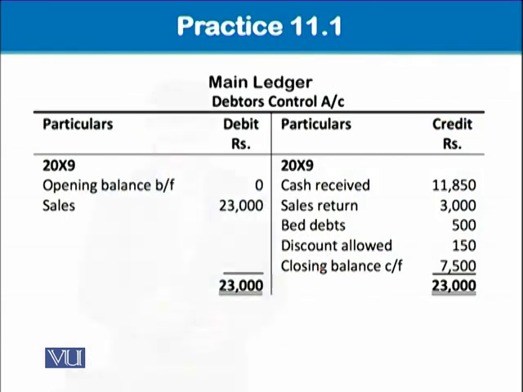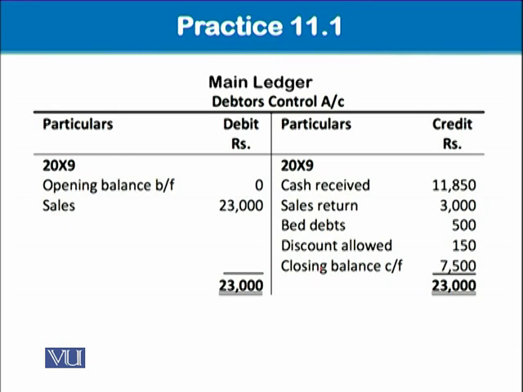Okay, so here we see that the main ledger, which is in fact the general ledger, or which is in fact the nominal ledger, in which we prepare all the ledger accounts and ultimately their balances are taken to the trial balance. This main ledger is containing debtors control account.